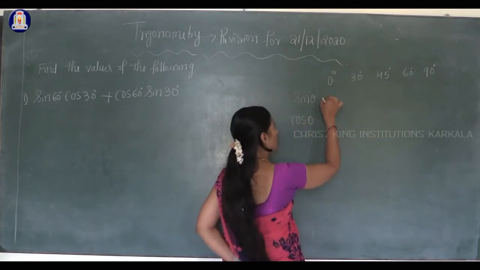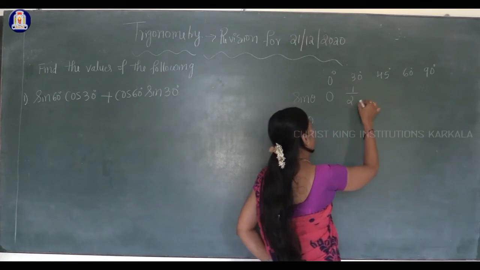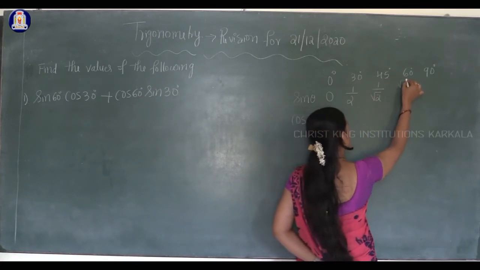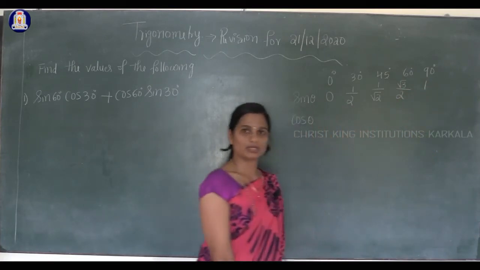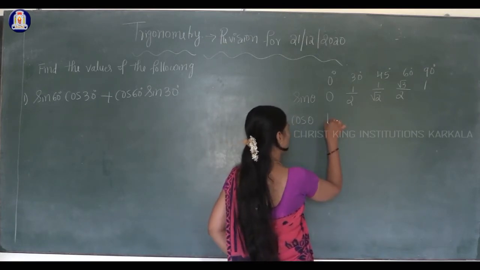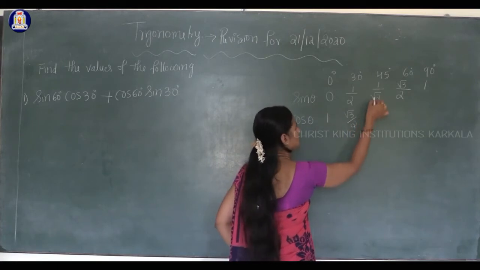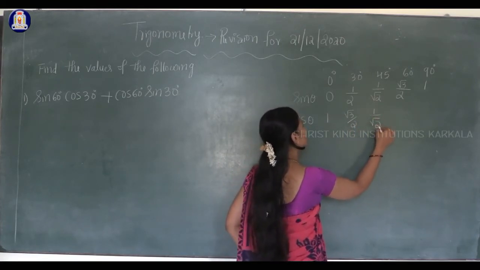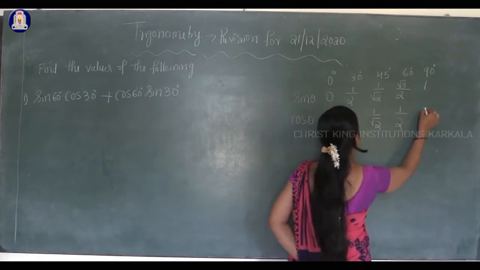Sin 0 is 0. Sin 30 is 1 by 2. Sin 45 is 1 by root 2. Sin 60 is root 3 by 2 and sin 90 is 1. Now what is the value of cos? Cos 0 is 1, cos 30 is root 3 by 2, next is 1 by root 2, next is 1 by 2, next is 0.